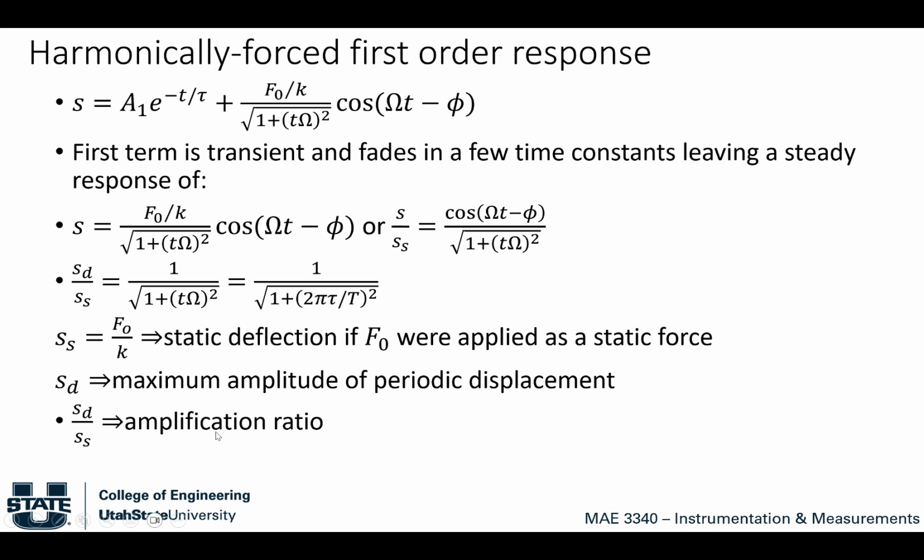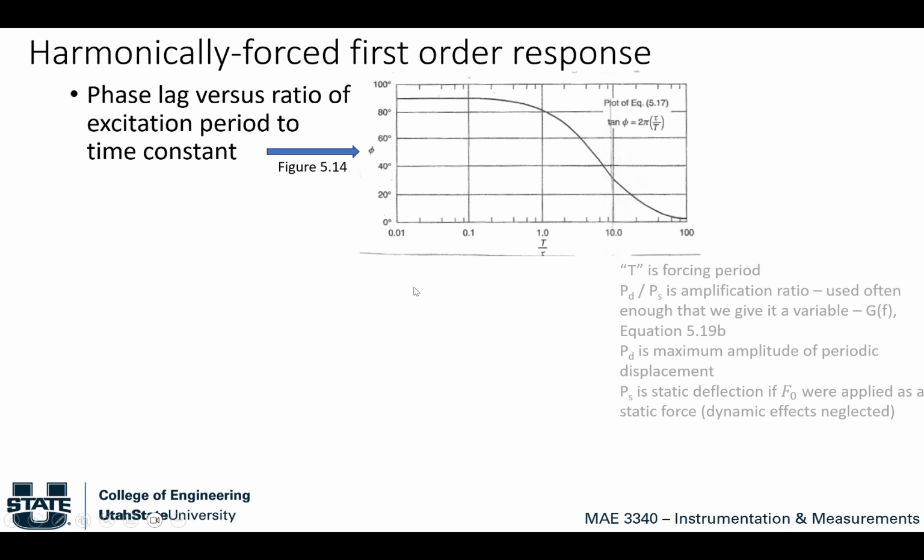So here's the amplification ratio. So that is our periodic displacement max. And then our S sub S is the static deflection as if it were a static force. And so you can see that the ratio between those two is going to tell us how much more this thing is moving because we are oscillating it instead of just giving it a single force. So harmonically forced, so that means it's oscillating back and forth. The load is oscillating that we're giving our system. And this is a first order response.